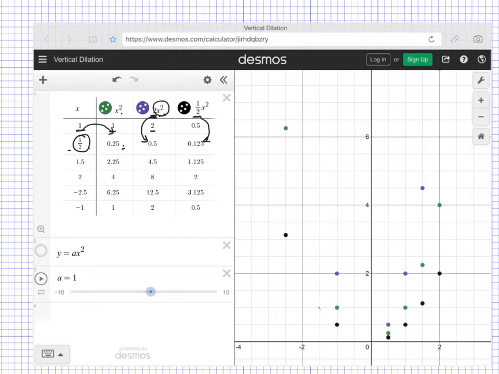Let's have a look at an input of 1.5. Here's the regular input of 1.5. Squaring it just means it sits here. If I double it, I end up way up there. If I halve it, I end up way down there. Here's the input of 2. When I square 2, I end up with 4, which sits there. When I double 4, I end up with 8, which is just off screen. If I halve it, I end up with 2, which is just down there. So again, the same thing is happening.